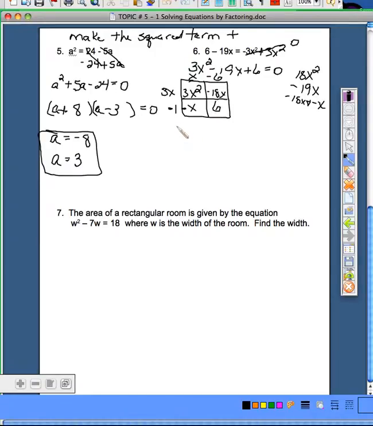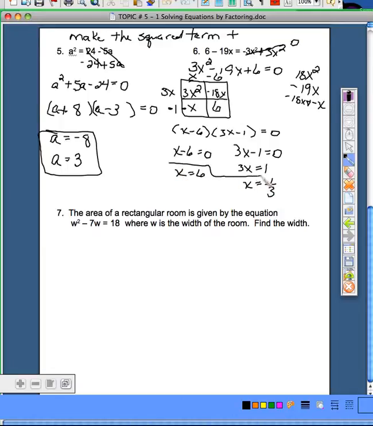So our two factors are x minus 6 times 3x minus 1 equals 0. Set them both equal to 0. I'll go ahead and show it this time. Okay, so the value of x here will be 6. This will become 3x equals positive 1, so x equals 1/3. And then you need to look back at the factors and make sure that those will make at least one of the factors equal 0.